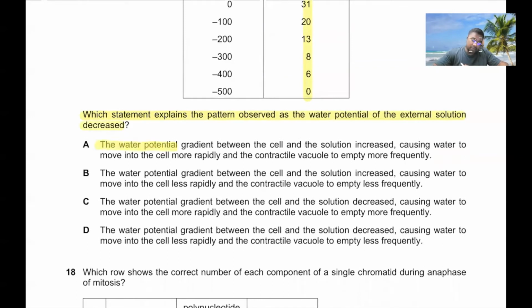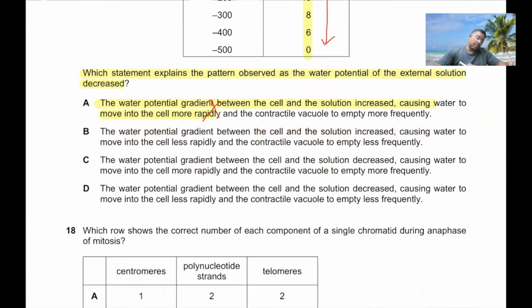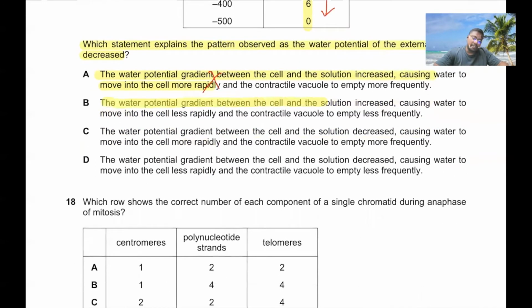The water potential gradient between the cell and the solution increased, causing water to move into the cell more rapidly. No, water is not moving into the cell more rapidly. We can see that the contractile vacuole rate is decreasing. The water potential gradient increased, causing water to move into the cell less rapidly. Less rapidly is correct, but the water potential gradient between the cell and the solution does not increase. It decreases, rather.